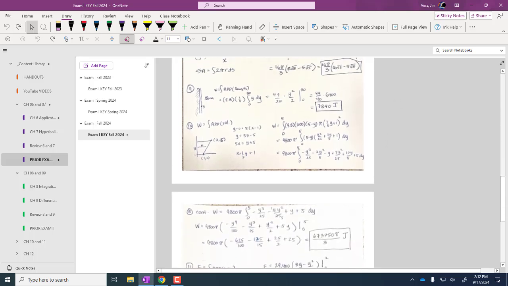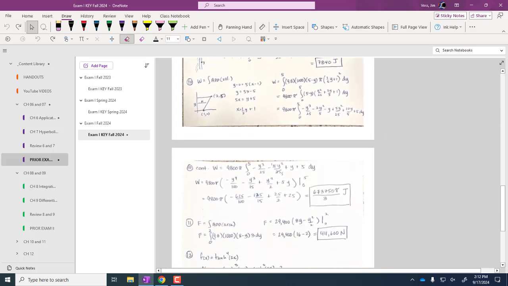Let's see, this one, 10. 10 was the hardest one in terms of the algebra, but that's not where most people got screwed up. It was just the setup where most people got screwed up. So in 10, we are finding work done, ADD volume. ADD, for the most part, no trouble.